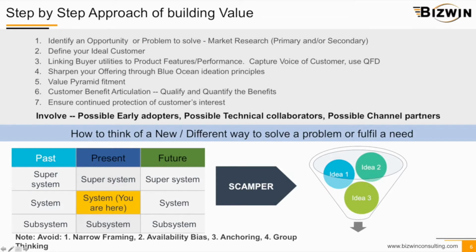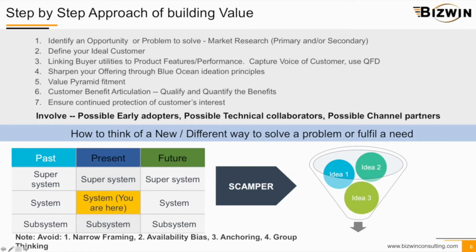Step number 2 is define your ideal customer. You have a product or a service. You are packing value based on your research, and you know this is a problem which I can solve, or this is an area of need or interest which I can fulfill. Now the second step is you must define who is the ideal customer who will consider this value relevant and very important for their business purpose.